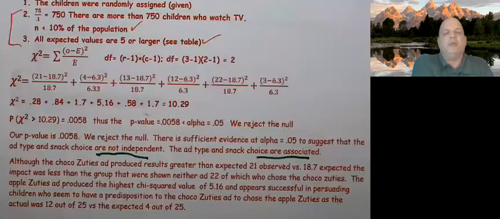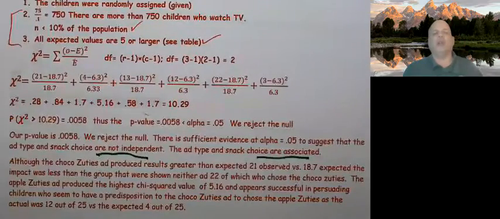The Apple Zuties ad produced the highest chi-squared value of 5.16 and appears successful in persuading children who seem to have a predisposition to Choco. Why do I know they prefer Choco? Because of the previous one. As the actual was 12 out of 25 versus 4 out of 25. Okay, something along those lines.